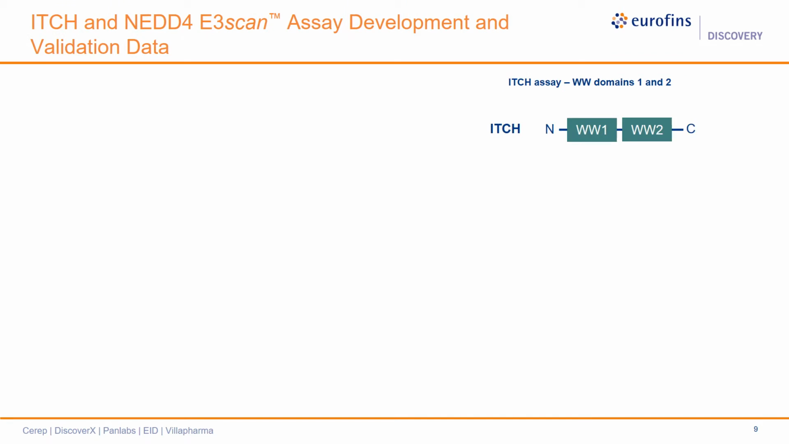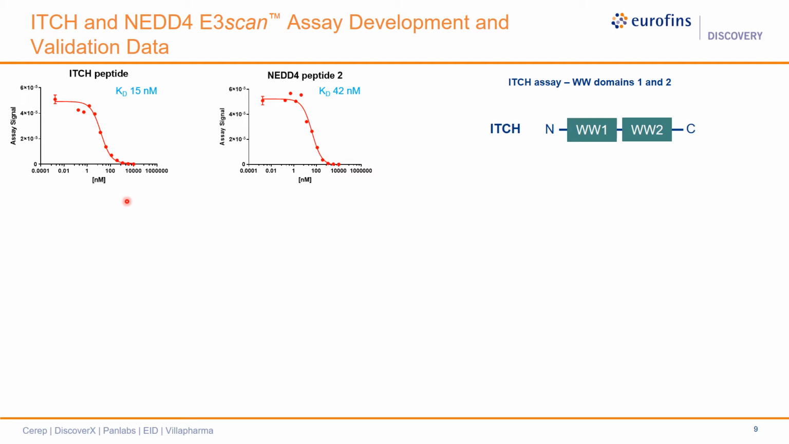Here is shown the E3scan assay for the human WW domains 1 and 2 of ITCH. Using a bait ligand peptide that contains a PPxY motif in it, we were able to establish an assay window of 300-fold and measure binding affinities to several PPxY motif peptides that we collected from the literature. As expected, we observed potent binding of ITCH to its substrate motif peptide. We have also observed potent binding to the substrate motif of NEDD4.